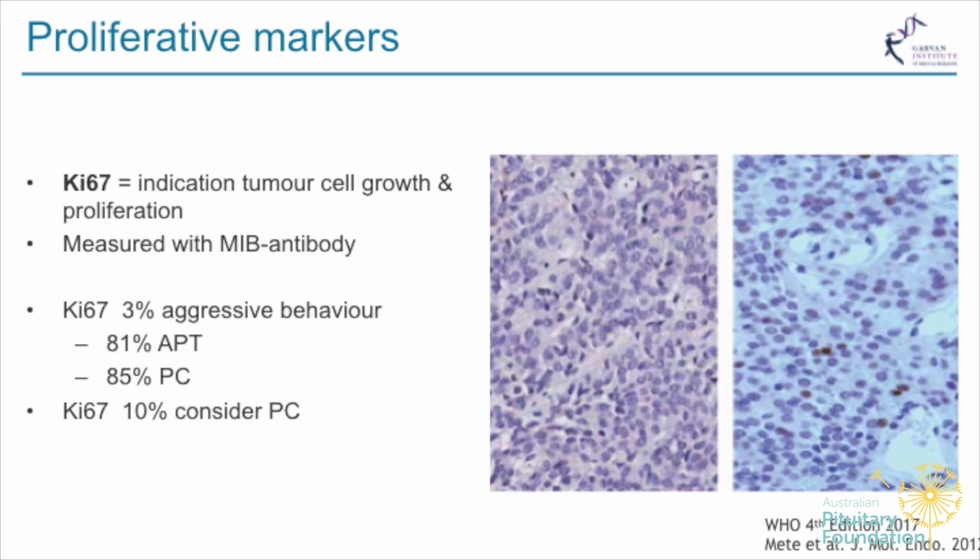We have various cutoffs that we use as hints, basically, as to how these tumours will behave over time. We know that a Ki67 of greater than or equal to 3% is associated with aggressive behaviour. And here we have some numbers. So 81% of aggressive pituitary tumours will have a Ki67 that's greater than or equal to 3%. And 85% of pituitary carcinomas will have a Ki67 that's greater than or equal to 3%.